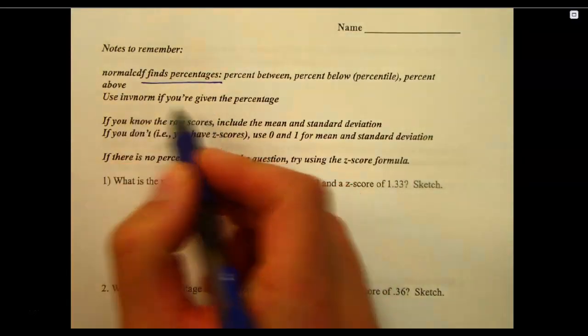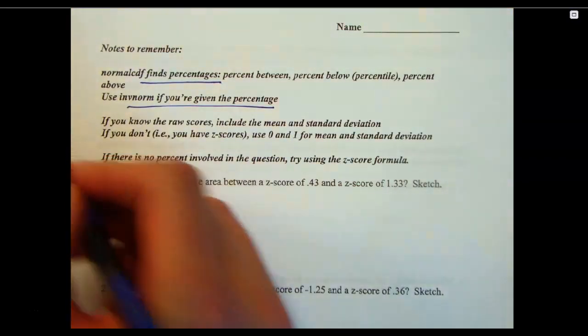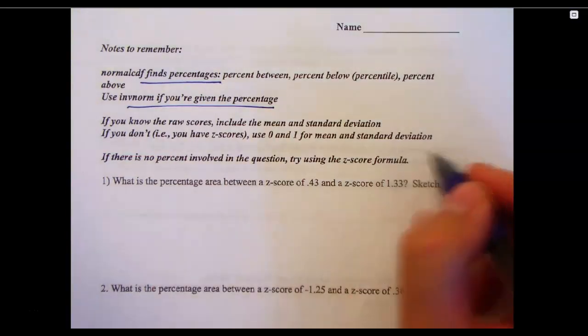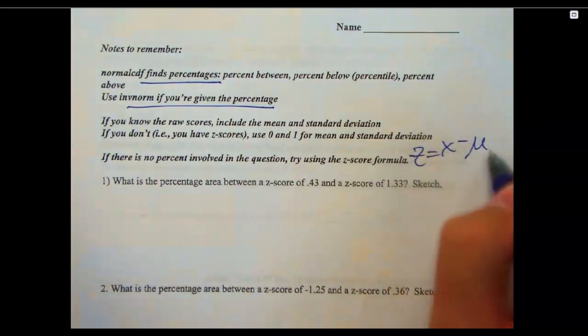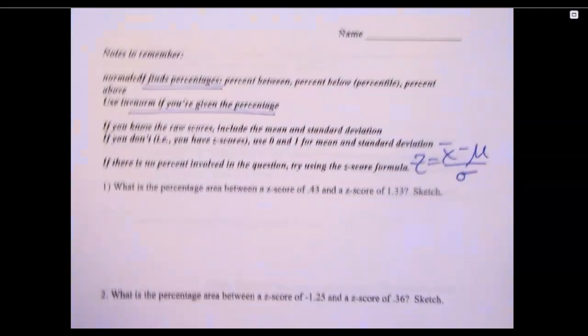Use inverse norm if you're given the percentage, and then if you don't have percentages involved, it's probably a z-score formula, which this will be on the board. You don't have to memorize that, but you want to write it there just in case.